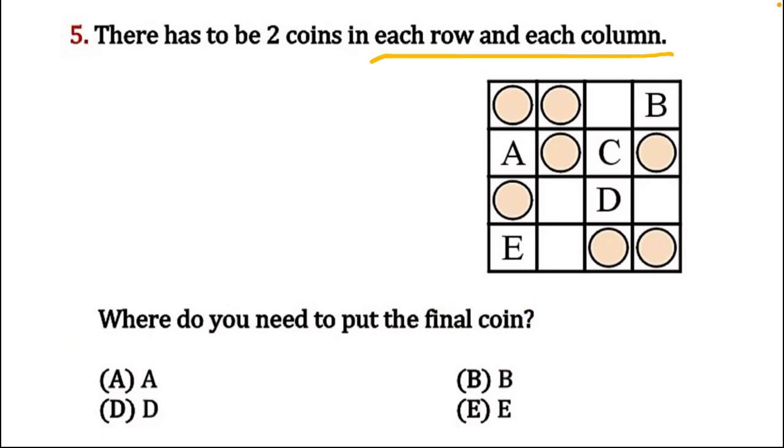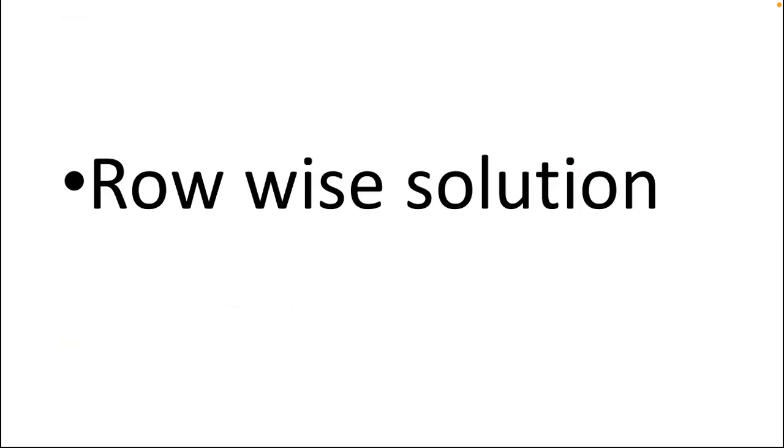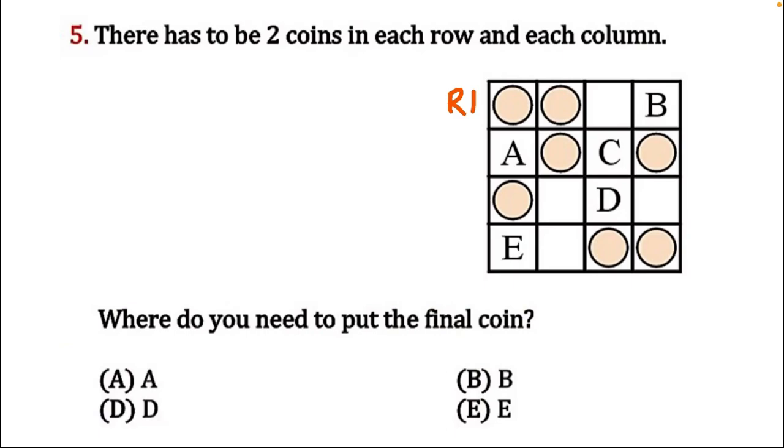So method number 1 is the row-wise solution method. As we know, R1 is row number 1, and it is the horizontal representation of the squares. R2 is row number 2, then row 3, row 4. In row number 1 there are 2 coins. It means this row is crossed and the letter B is not our correct answer, because this row is already filled with 2 coins.